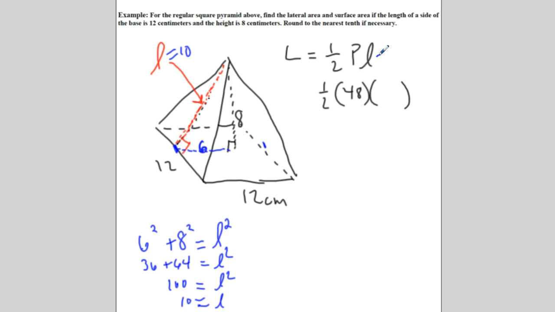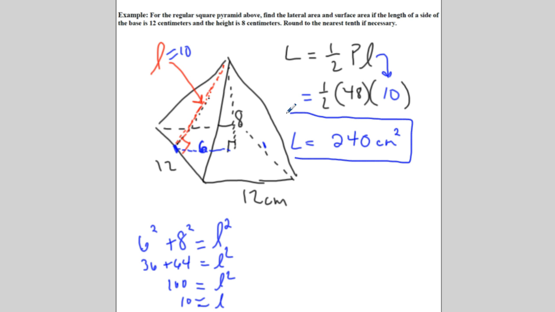We can put it in place of here. 10. Perimeter of the base is 48. Slant height is 10. You can now figure out the lateral area. 1/2 times 48 times 10. Multiply all those numbers together. You'll end up with 240. The units for this is centimeters. Area is in centimeters squared. So lateral area is 240 centimeters squared.